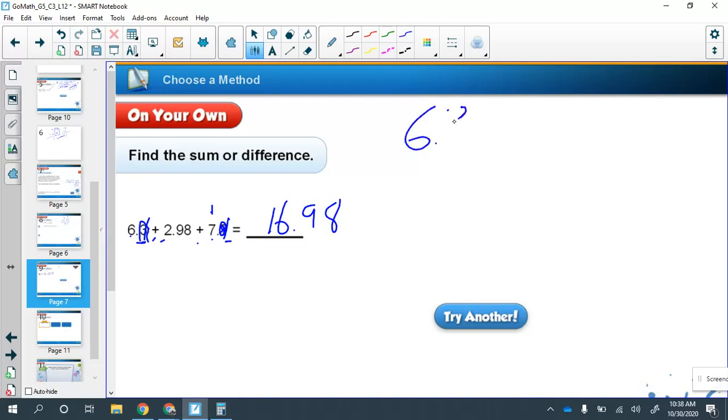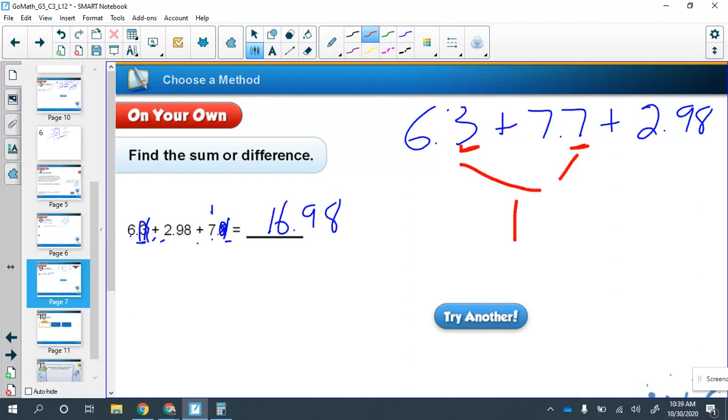So let's do that one over here to the side so that we can look at it a little bit easier. As soon as we see that this 3 and this 7 come together to equal 1 whole, we can now ignore this decimal place, and now we just add up all of our whole numbers. 6 plus 1 is 7. 7 plus 7 is 14. 14 plus 2 is 16. And then because we don't have any decimals left in these numbers over here, we just tack the 98 hundredths onto the end.